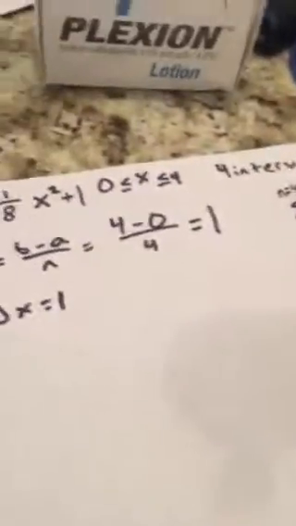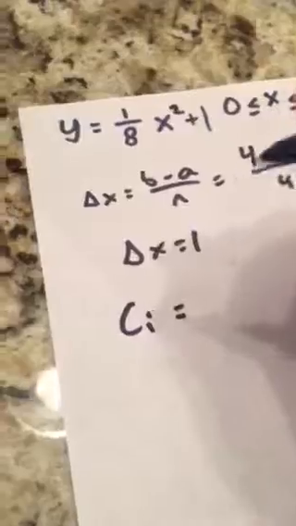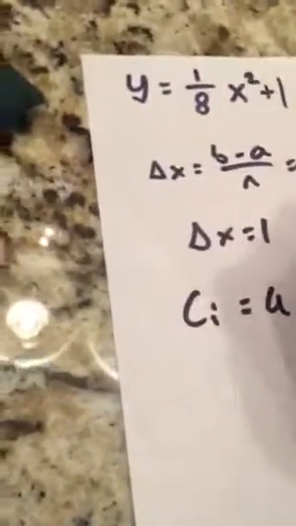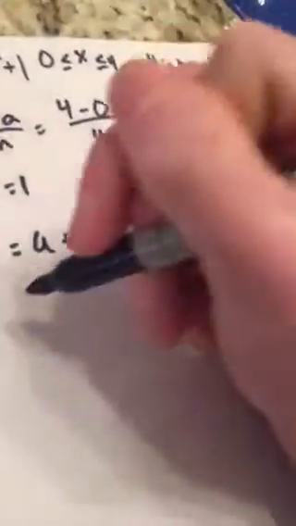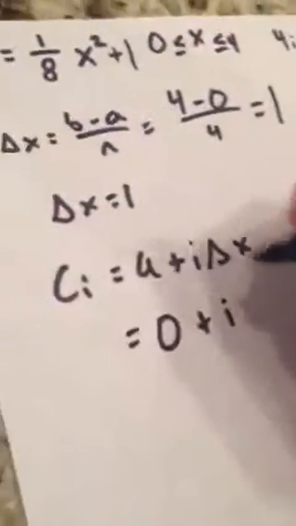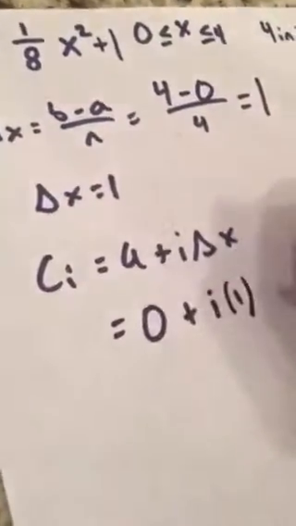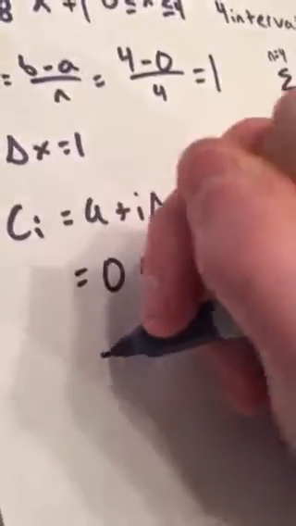Then we're going to have to find c sub i. C sub i equals, these are all formulas you have to memorize, a plus i delta x. So a would be 0, so we have 0 plus i times the delta x we just found, 1, so times 1. So c sub i equals i.